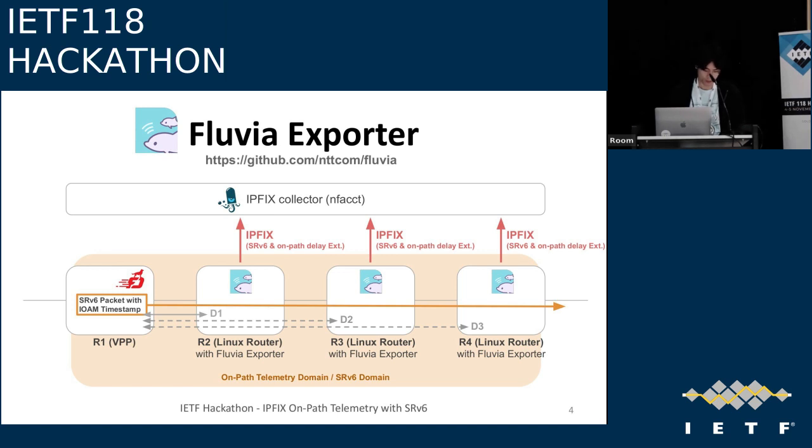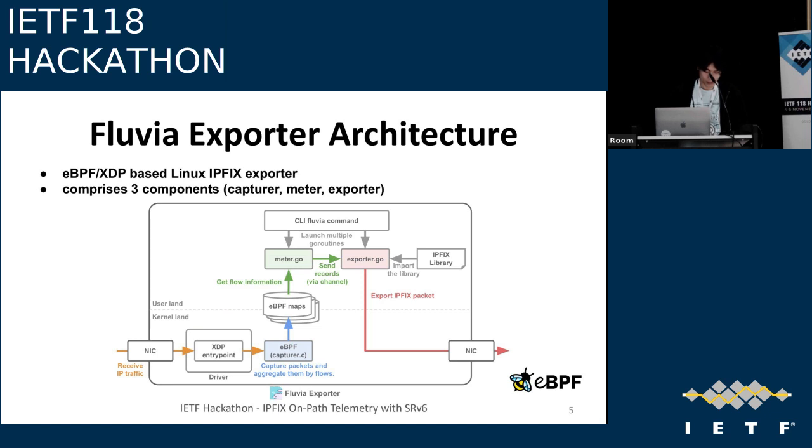This is our implementation environment. In this network, we collect on-path delay metric from each SRv6 node using Flavia exporter. Flavia exporter collects timestamps using IOAM, then calculates each link's delay and exports it through IPFIX. This is the internal structure of Flavia exporter. Flavia exporter mainly comprises three components: capturer, meter, and exporter. Flavia exporter uses eBPF and XDP in order to monitor the packets in the Linux router in a secure manner with minimal performance degradation.